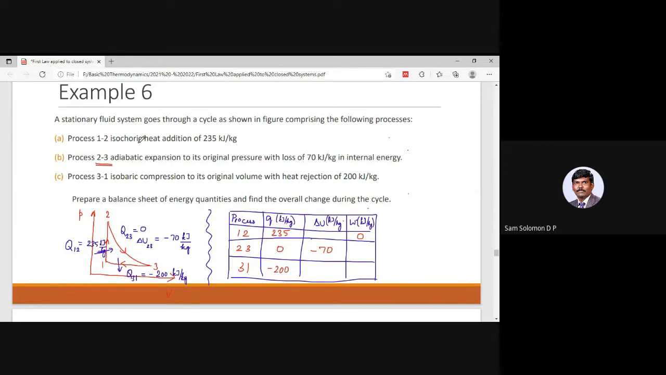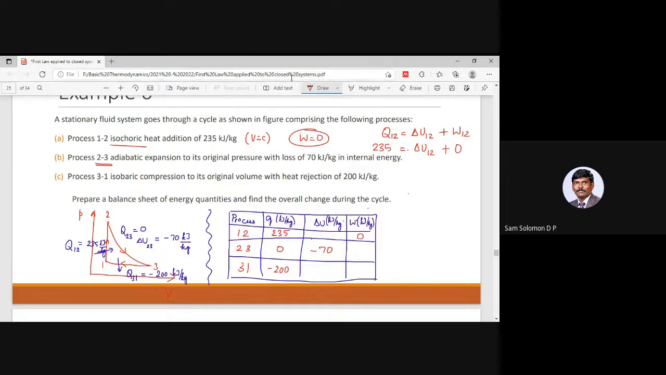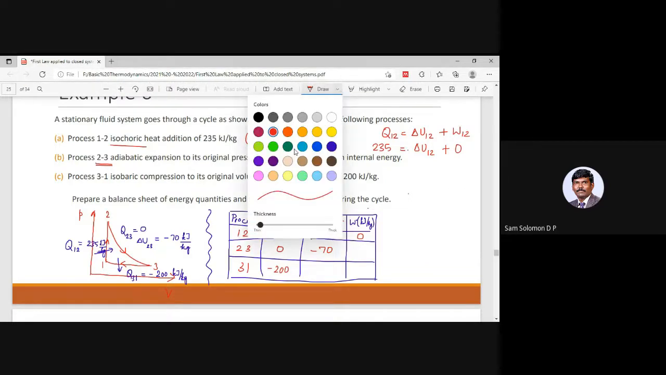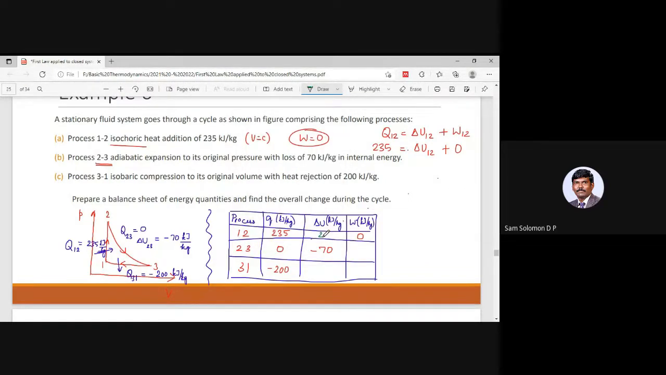Work done for a constant volume process. So isochoric process means volume equal to constant. So dV equal to 0. So W is equal to 0. So now you can write a simple first law of thermodynamics. Q12 is equal to delta U12 plus W12, which means here this guy is 235, this guy we do not know, and this guy is 0, which means delta U12 is also 235. Okay, so now we have completed the first process.